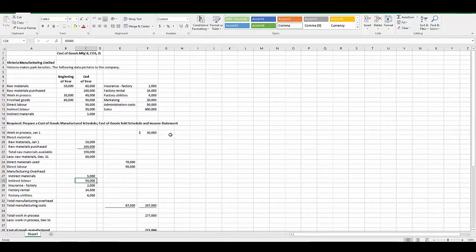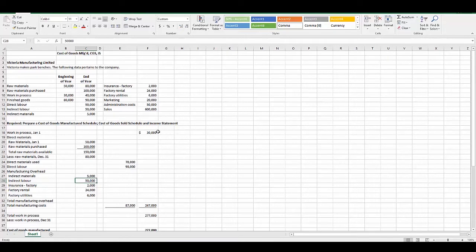Plus, at the beginning of the year, you had work in process. So what work in process really means is during the previous month, you were working on making those park benches, but they weren't fully complete at the end of December. So you're carrying forward the partially completed benches along with the cost that you incurred last year. So you're going to finish those this year.